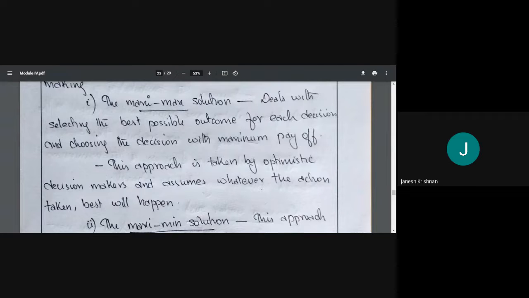So we'll consider there are 4 alternatives A, B, C, and D. We'll see if we choose alternative A, what is the best thing that will happen. Alternative B, what is the best thing? Alternative C, what is the best thing? Alternative D, what is the best thing? Then we compare all the 4 best things, and we'll choose the one which is the best among them. Okay. This is with the maximum payoff. So this approach is taken by optimistic decision makers. So the assumption is whatever we choose, it is the best. Whatever we may choose, nothing bad will happen.